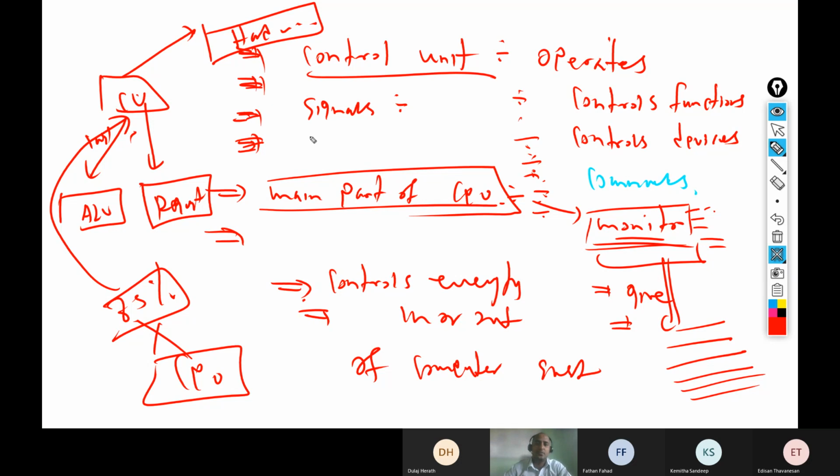We say that these are control signals. And there is another kind of signal that can be generated by the control unit. These are timing signals. Timing signals.